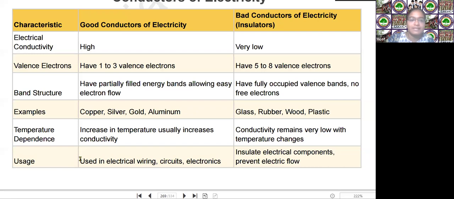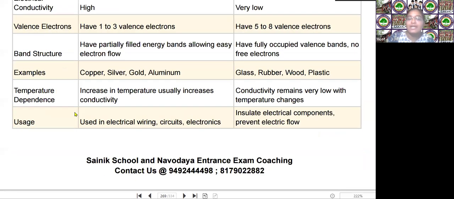And the last one is usage. Conductors are used in electrical wires, in the manufacturing of electric wiring, circuits and electronics.